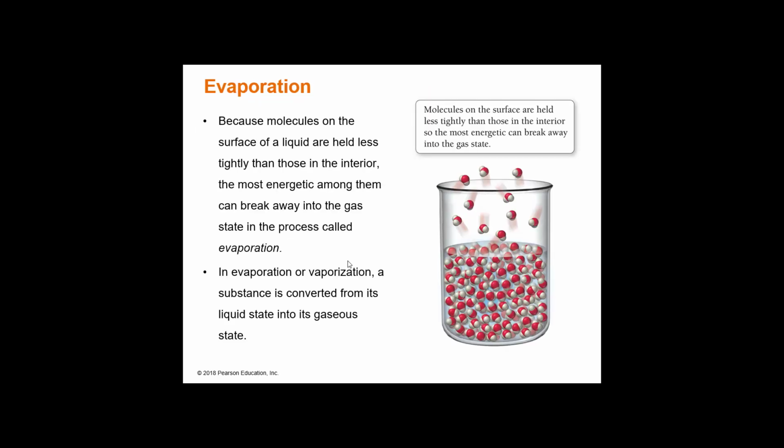So evaporation: molecules on the surface of the liquid are held less tightly because they're not completely surrounded by other water molecules. So the ones at the top are missing molecules at this top layer. Even though the molecules below pull them down, they're missing that full contact with other molecules. And if they are given enough energy, they can escape from the surface and turn into a gaseous state. So that's what evaporation is.